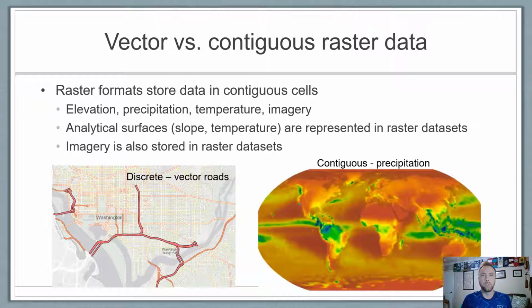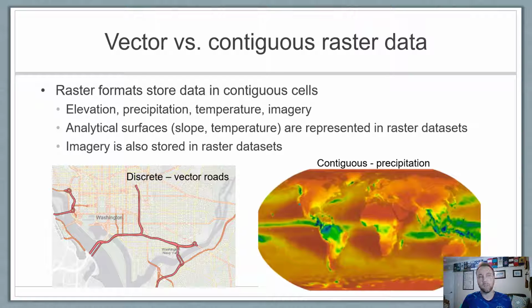So, vector versus contiguous raster data. Raster formats store data in contiguous cells. Contiguous, in this context, means cells that are adjacent to one another, so continuously changing. Contiguous means side by side, right? Elevation, precipitation, temperature, imagery, these are all different data representations that can be stored as rasters, okay?